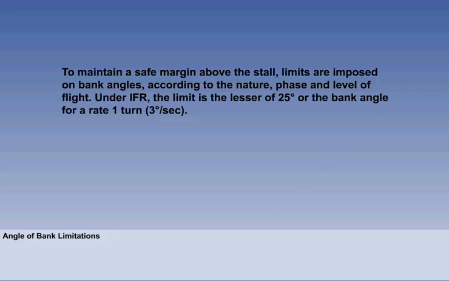Whilst operating at high CLs, particularly during takeoff and landing, only moderate angles of bank should be used when manoeuvring the aircraft. For modern high-speed jet transports, the maximum bank that should be used is 30 degrees, except in an emergency. The normal maximum under Instrument Flight Rules, IFR, is 25 degrees, or the angle of bank for a rate 1 turn, 3 degrees per second, if this is less. At higher altitudes, the normal maximum would be about 10 to 15 degrees.